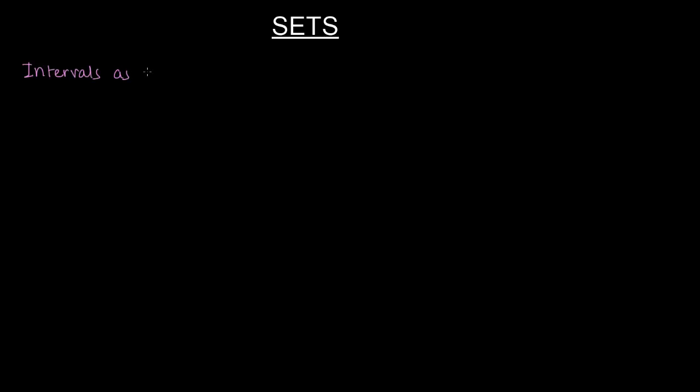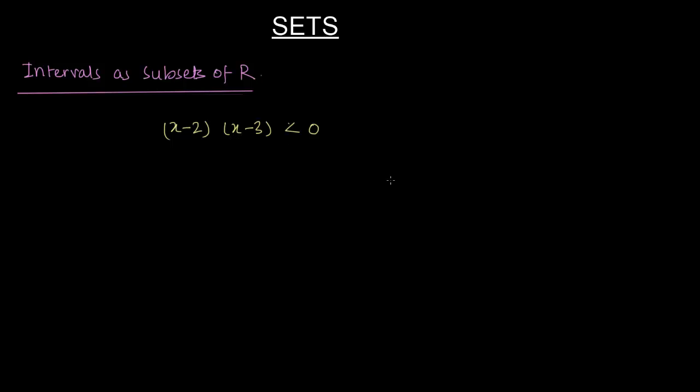Intervals as subsets of R. Let us take an example. I have something like this: (x minus 2) into (x minus 3). And I want to find out when this will be less than 0, when it will take a negative value. Now how do I do these questions?